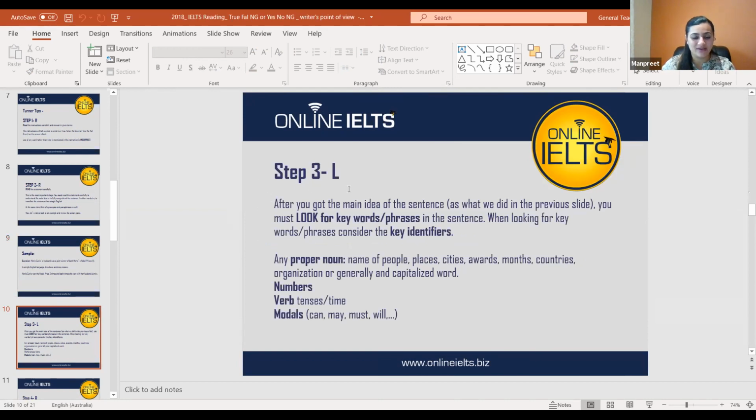Good. All right, okay, everybody. Next is step 3, which is L, which means look for the keywords.